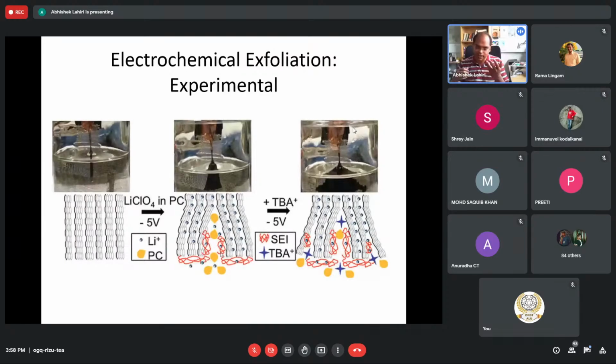So therefore, in case of electrochemical exfoliation, when you apply 5 volts or some even apply 10 volts, you do get your exfoliation, but you're always going to have impurities along with it.